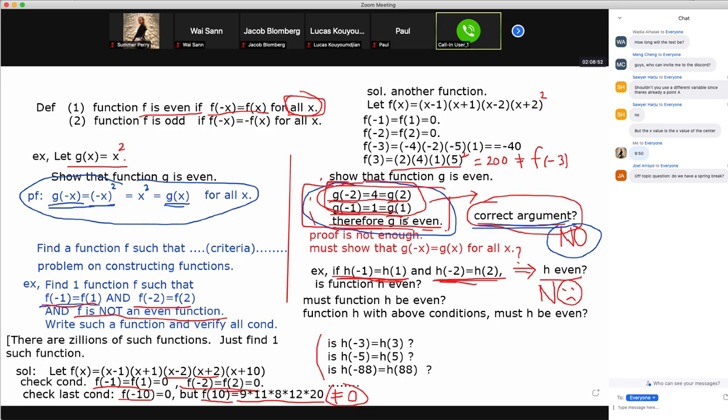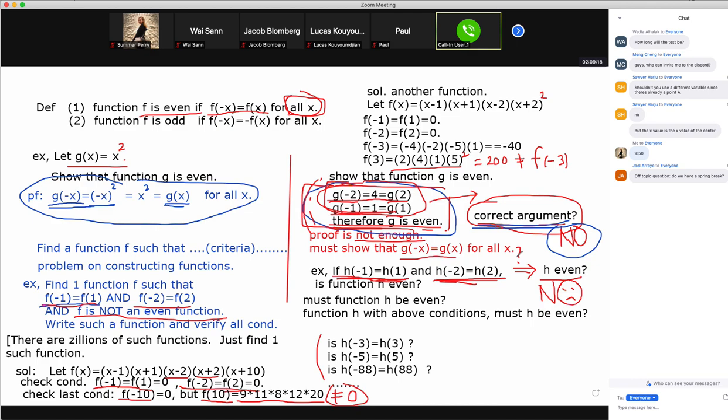Isn't g an even function? Yeah, well, g is an even function. But once again, this argument itself does not logically conclude that g is an even function. So the proof is not good. Proof is not enough. You have to show that g of minus x equals g of x for all x. Everybody, do you understand the argument here?